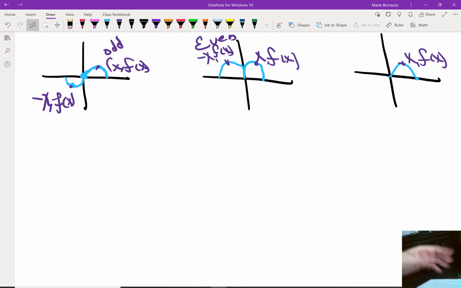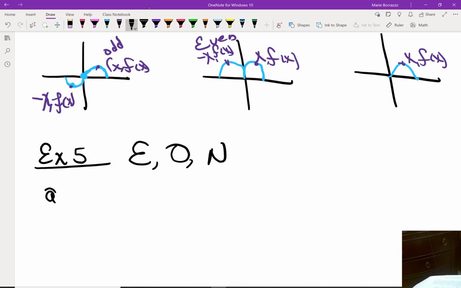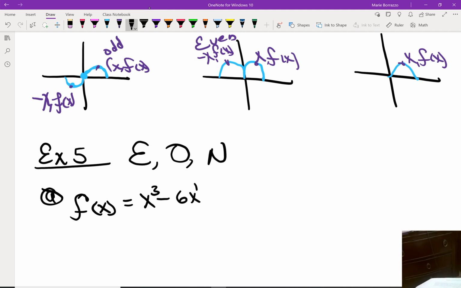Alright. Now, by exponents, which is the easiest way, is example 5. In example 5, we're going to identify if it's even, odd, or neither. In the first example, f of x is equal to x cubed minus 6x. Well, that's 6x to the 1 power. Odd, even, or neither? I'm focusing on the exponents, and both are odd numbers, so guess what? This is odd.